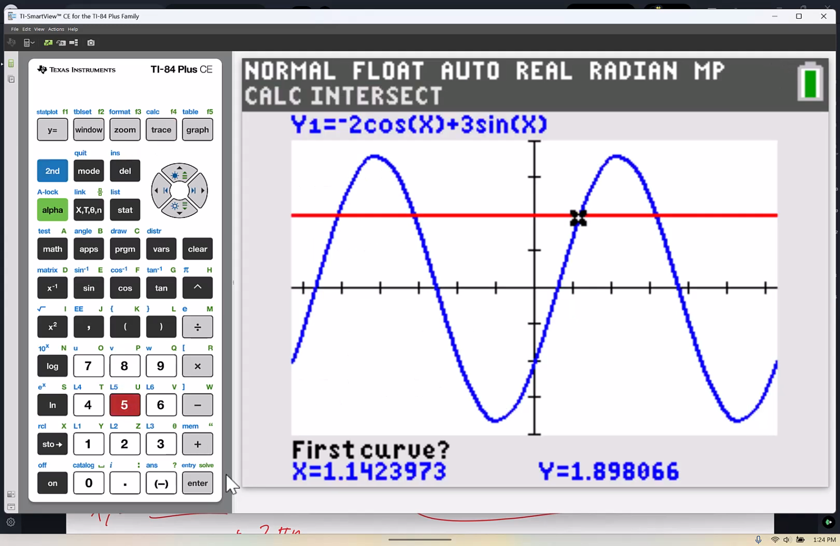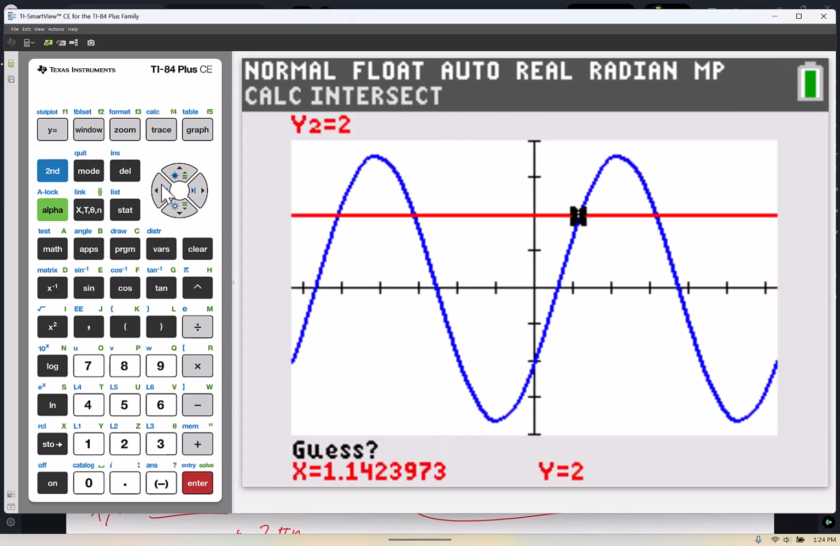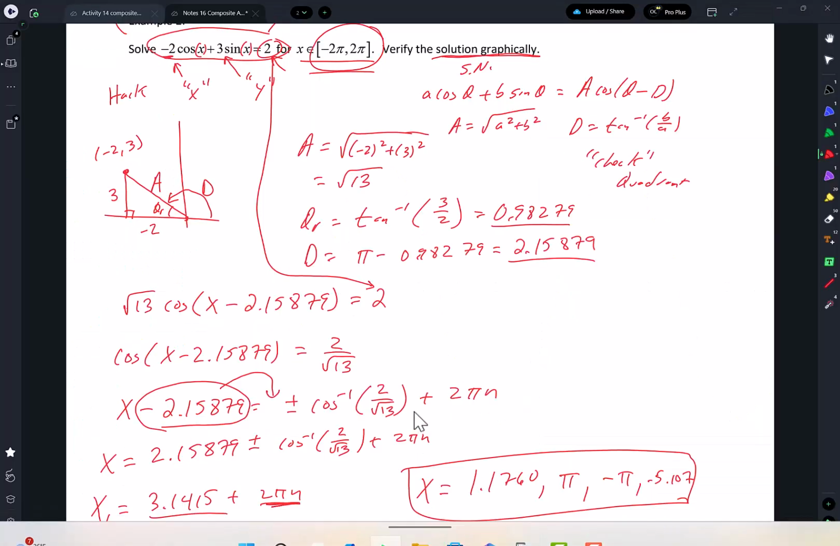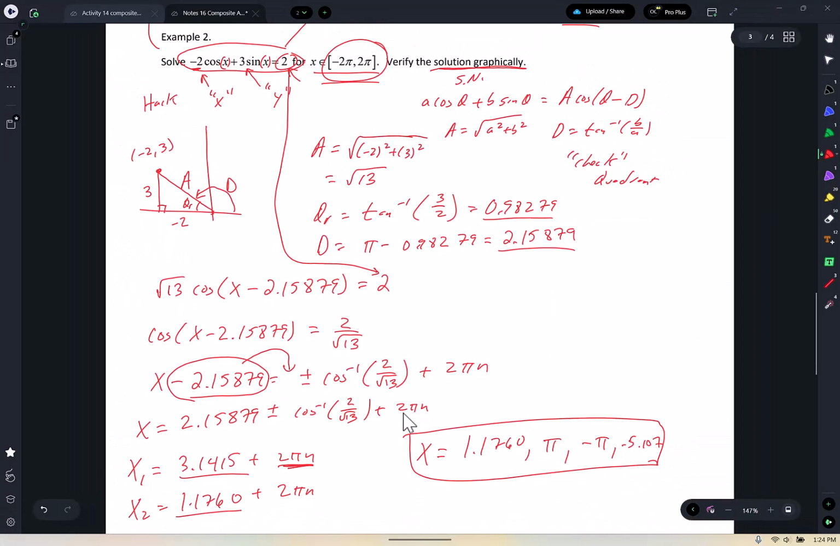Second, calculate number 5, enter, enter, and then scroll all the way back there, guys. And then I'm going to push enter. And then look, intersection negative 5.107. There it is. That's the one. Isn't that cool? So do you see how this can be kind of cool? Or are you guys kind of like, eh?